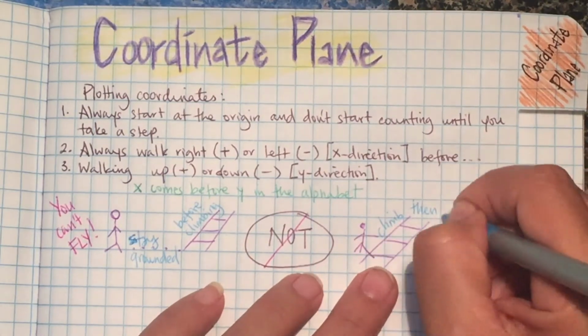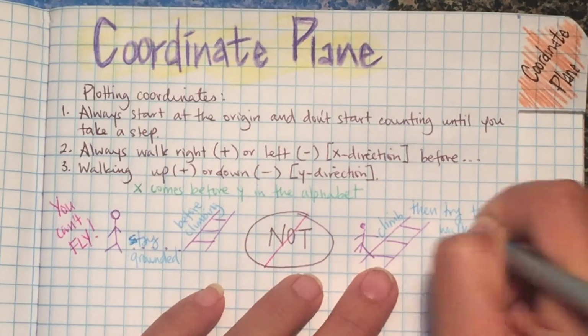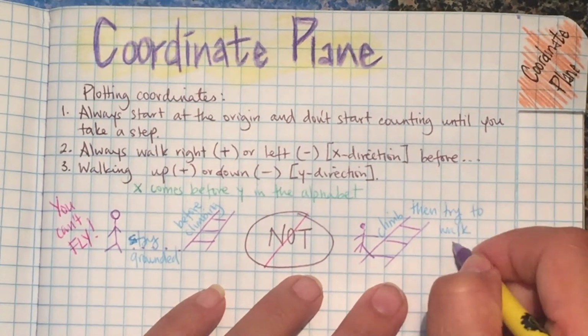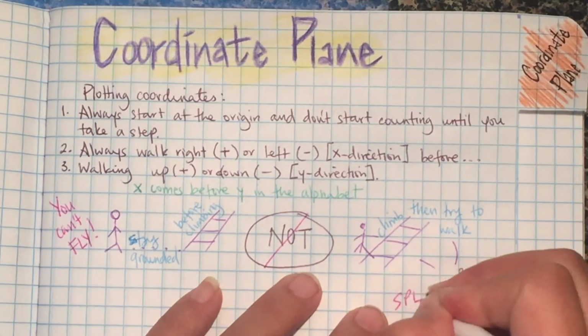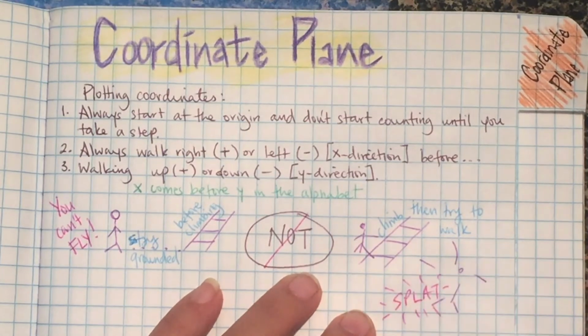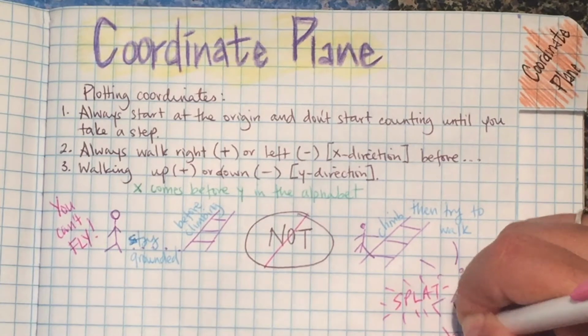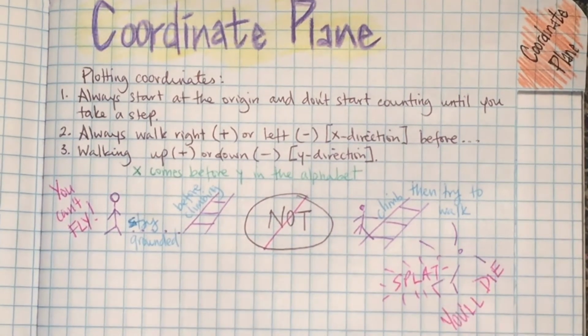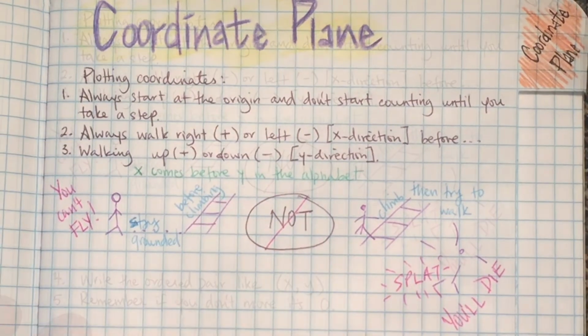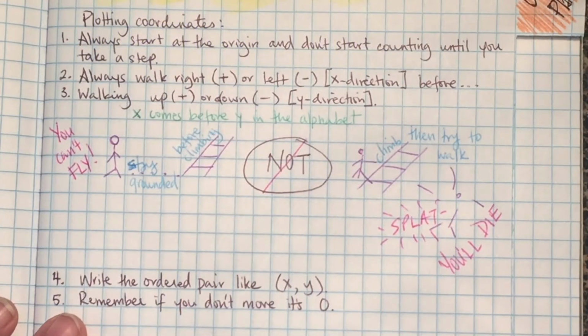Because what happens? If you climb, then try to walk, when you get to the top and you can't walk on air, what's going to happen? You're going to fall down and break into a million pieces. You're going to go splat all over the place. You'll die. Okay, so none of us are going to die. So X comes before Y in the alphabet, or you're going to walk first. You're going to stay grounded before climbing. All right, pause the video, copy that down.